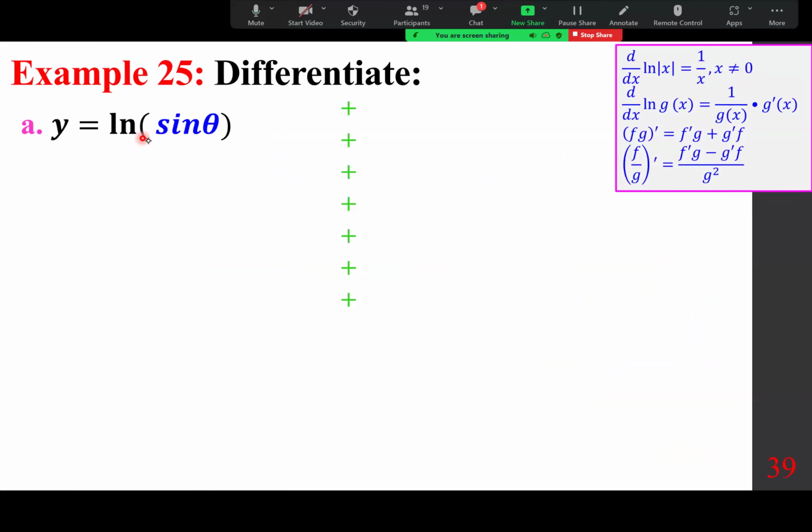Y equals ln of sine theta. We flip it over, 1 over sine theta, and then by the chain rule times the derivative of sine theta, which is cosine. Now cosine theta over sine theta is cotangent theta, and we are done.